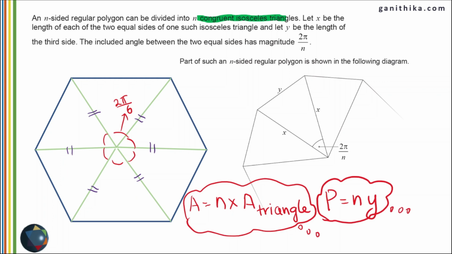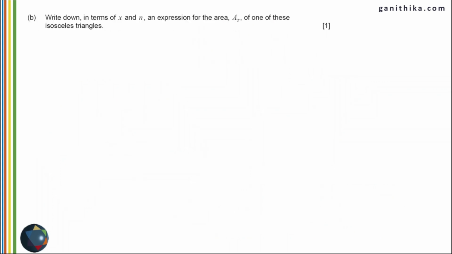Perimeter is going to be n times y, where y is one side of the regular polygon. So this is what we are going to do in this question. So keep this in mind. And this is going to be another simple question. It's just for 1 mark.